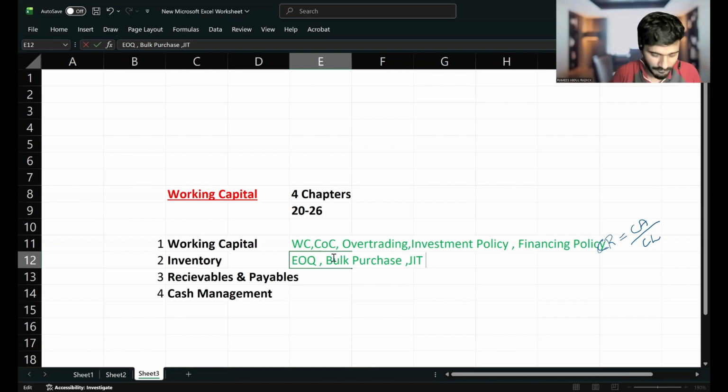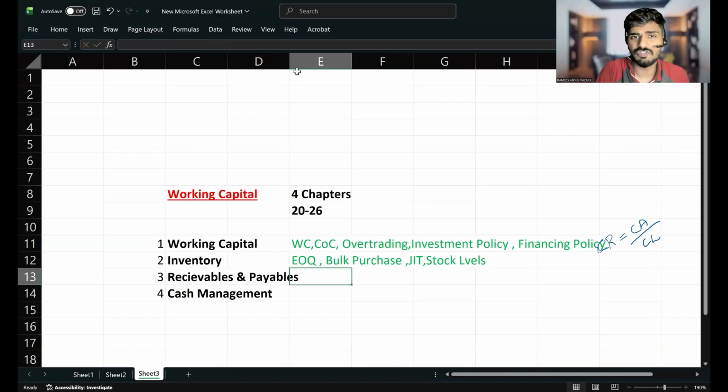JIT is one of the important topics, and you have to learn about stock levels. What are the stock levels in a company? What do you mean by minimum level? What do you mean by maximum level? Everything you have to learn. What is the equation to calculate minimum level? What is the equation to calculate maximum level? What is reorder level? What is reorder quantity? What is average inventory? Everything you need to learn.